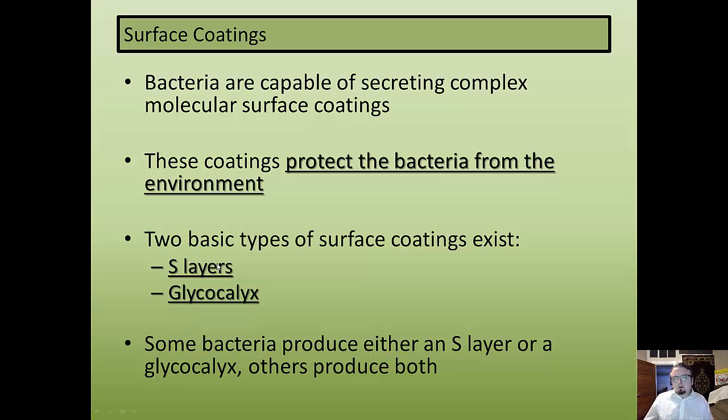So, like a lot of things, there are different variations of these. We're talking about them in kind of a general term. As it says down here, some bacteria produce either an S layer or a glycocalyx, and then some produce both. It's also important to say some may not produce either. I think most bacteria will produce one or the other, but I'm not sure that that's a given. I honestly don't know the exceptions to that, but I think it's fair to say some probably don't produce either.